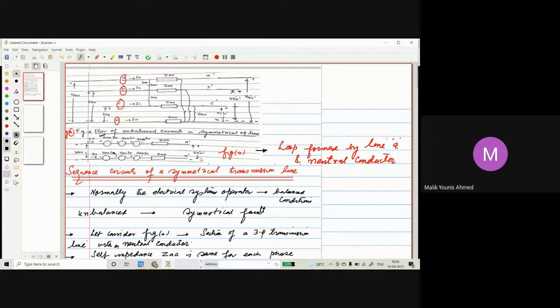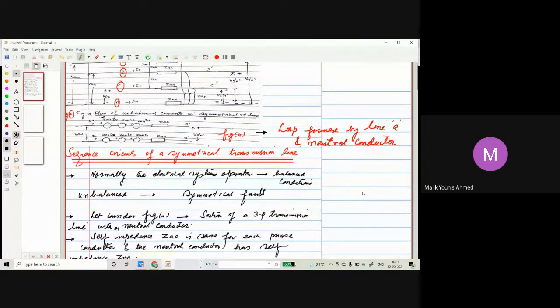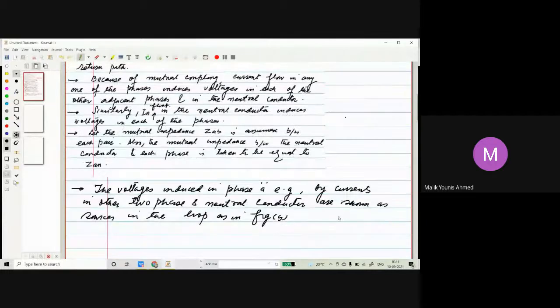From this side it is VA'N', and this side it is VAN. So we are forming a loop formed by line A and the neutral conductor. So that's very clear now. The voltage induced in phase A, for example, we are considering phase A. The voltage induced because of the other two phases and the neutral conductor is shown in figure B. So let us now apply Kirchhoff's voltage law in order to get these values.